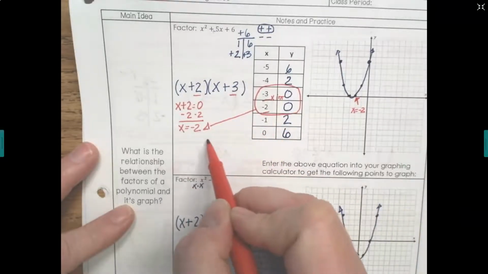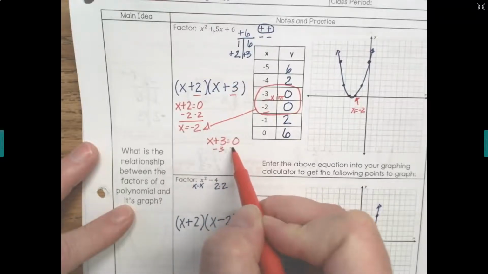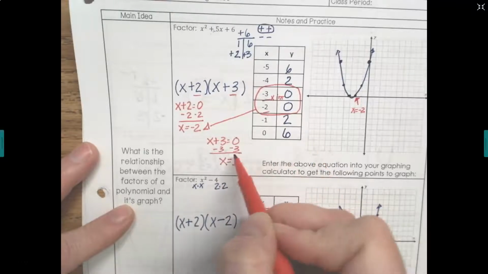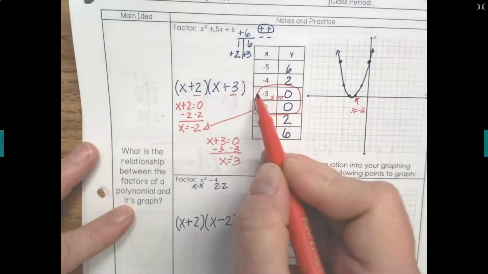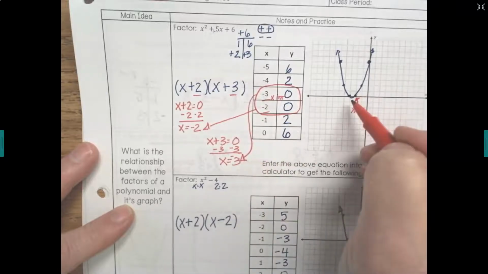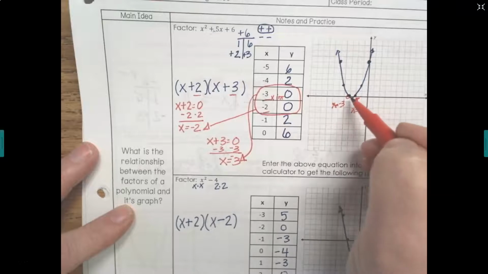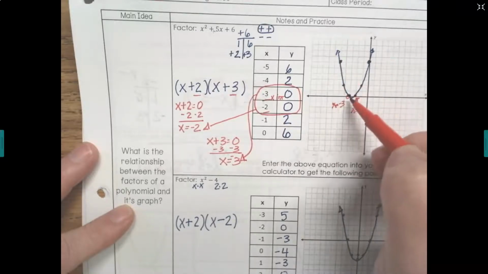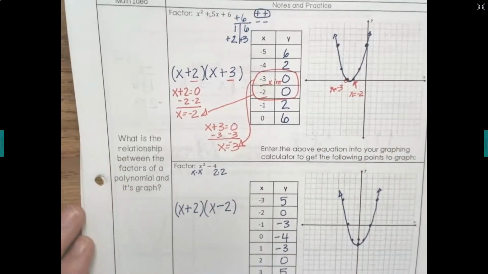Then we also have x plus 3 equals 0. And when I solve it, I get x equals negative 3, sorry. And so that's where this one is, right there. That's how they relate. And here's his right there. X equals negative 3. So you can see right there it's kind of skinny. It does get wider as it goes up, but right there it's really close together. So let's take a look at this one.